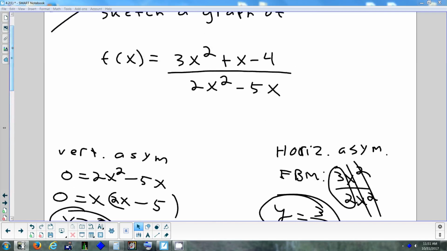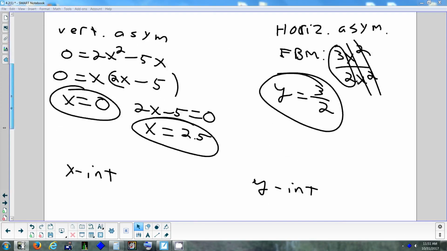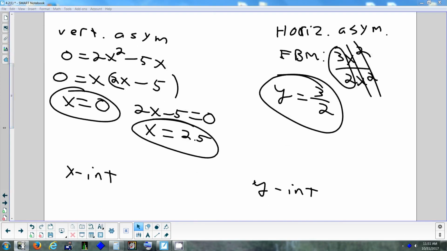So we're going to type in 3x squared plus x minus 4. 3x squared plus x minus 4, and I would use parentheses just to make sure it does it okay. I'm going to divide by 2x squared minus 5x. If you have values already in there from before, you can just ignore them. We don't need them.